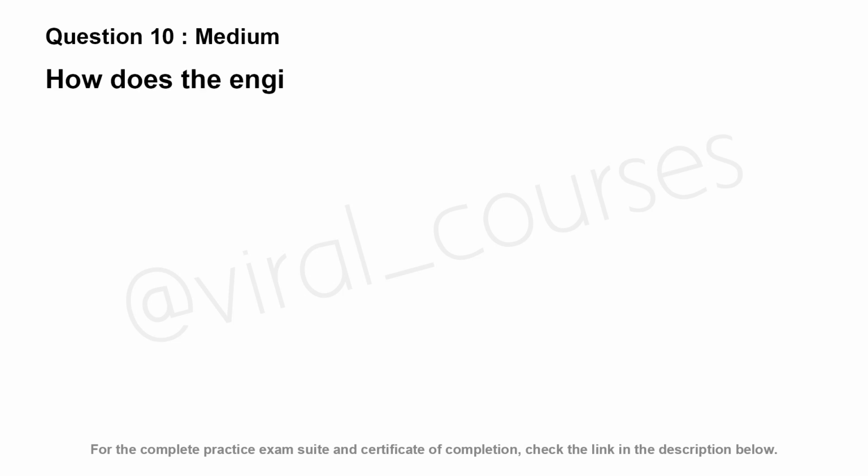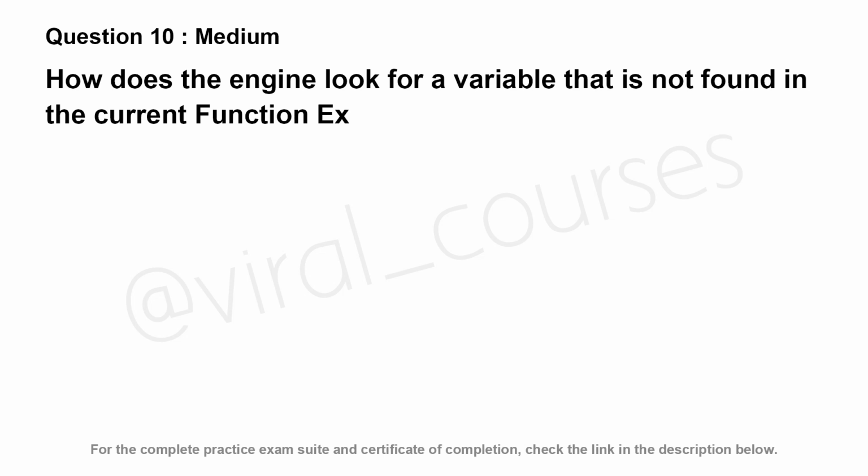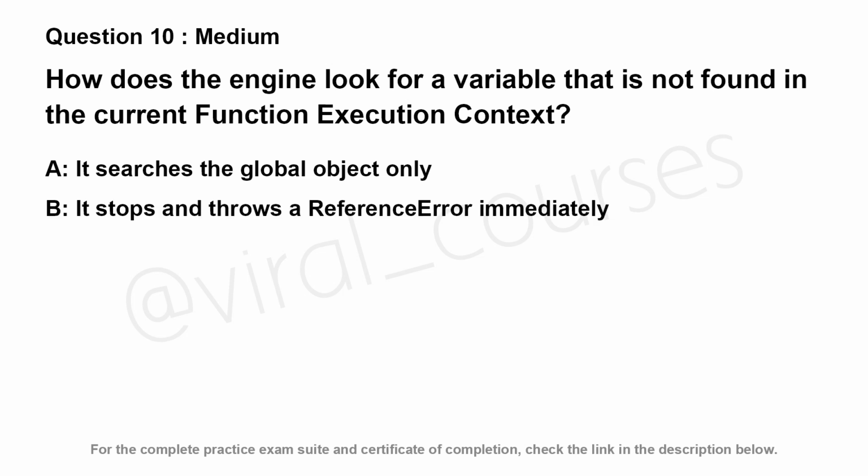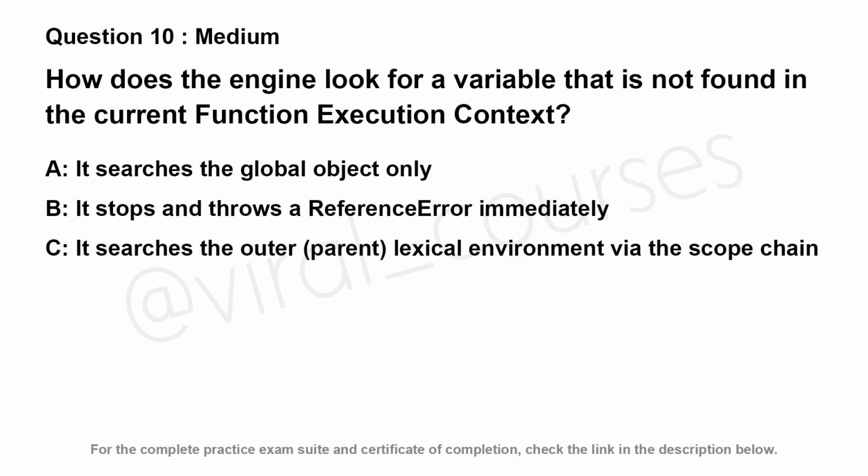How does the engine look for a variable that is not found in the current function execution context? Option A. It searches the global object only. Option B. It stops and throws a reference error immediately. Option C. It searches the outer, parent, lexical environment via the scope chain. Option D. It restarts the execution context.